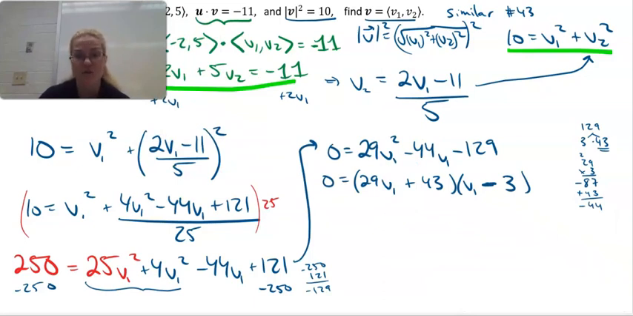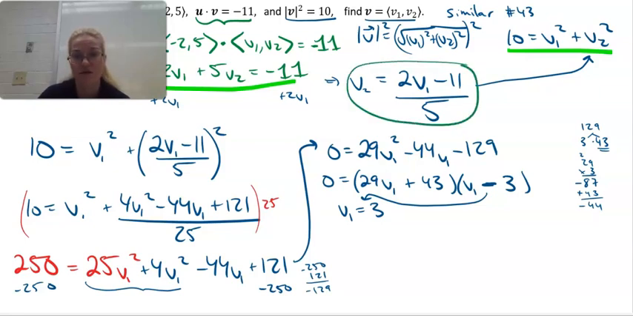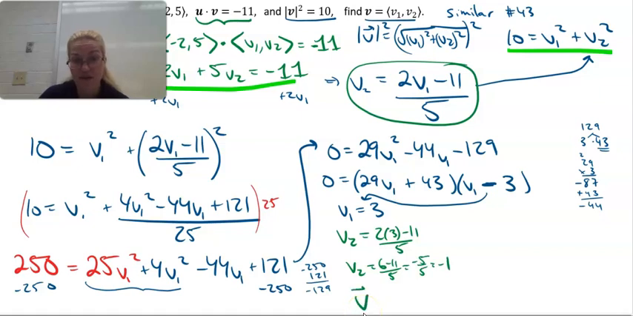Either, we'll do the easier one first, either v1 equals 3, that's the easier one. If v1 is 3, then that means that v2, using this equation right here, is going to be 2 times 3 minus 11 all over 5. So v2 is going to equal 6 minus 11. Well, that's negative 5 over 5, which is negative 1. So that means my vector v could be v1 is 3, v2 is negative 1, that's one solution.